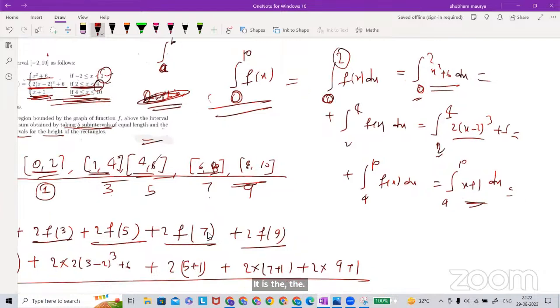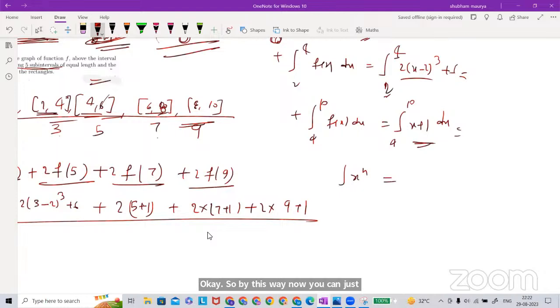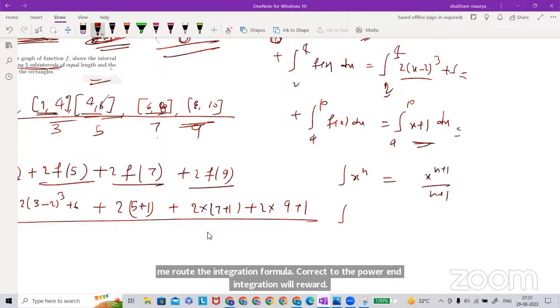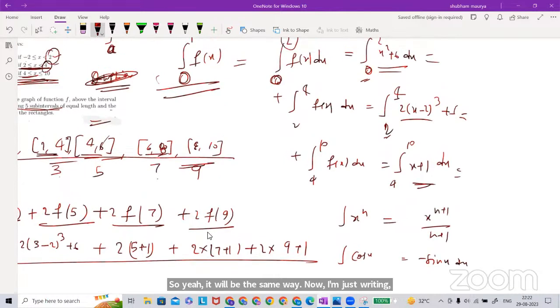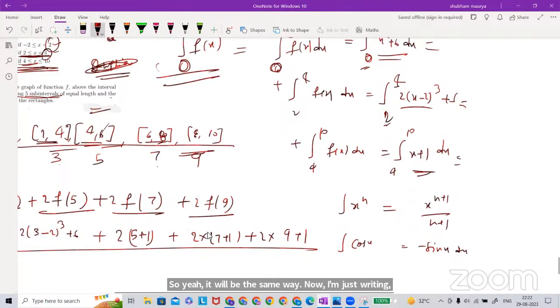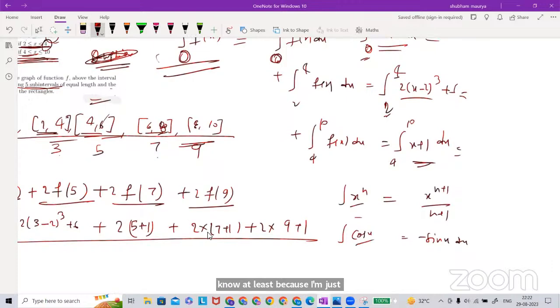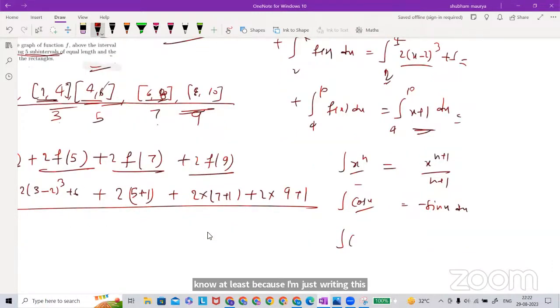So let me write the integration formulas. For x to the power n, the integration will be x to the power n plus 1, divided by n plus 1. Integration of cos x is sin x. I think I made a mistake: the integral of cos x is exactly sin x, and the integration of sin x is minus cos x, no?